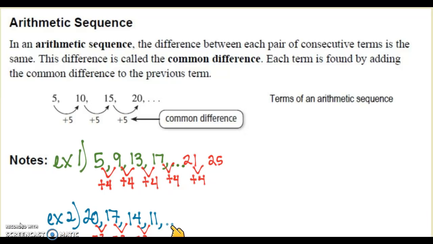And so if I want to find all the subsequent terms after 11, I'm just going to subtract 3. So minus 3 would give me an 8 as my next term, the fifth term. If I subtract 3 again, that would give me 5, and then so on. So for this particular sequence, to find every term after 11, I'm going to subtract 3.